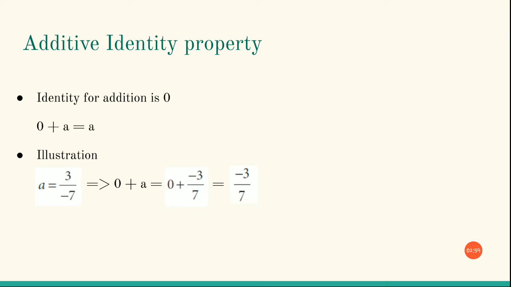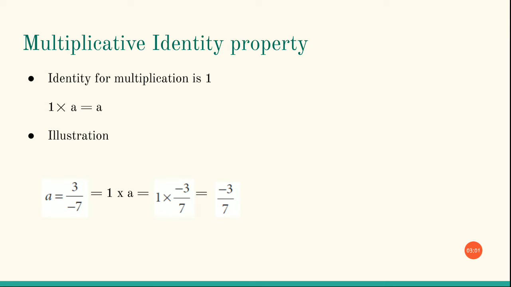Okay. Now, same way we are going to see multiplicative identity property. Now, we are going to multiply a number to a given number and the value should not change. That means what can we do? Only when you are multiplying 1 to a number, the value will not change. So, multiplicative identity is always 1. Look at the example. A is given as 3 by minus 7 and we are going to multiply with 1. What will happen? 1 into minus 3 by 7 will give you minus 3 by 7. So, the value is not changing. Clear? This is the fourth property.